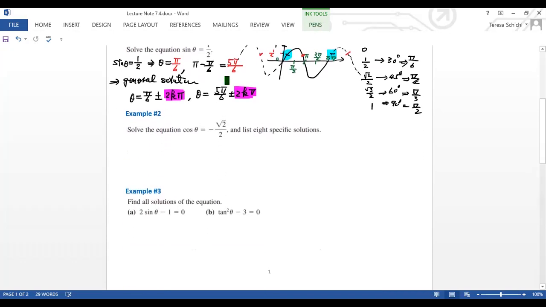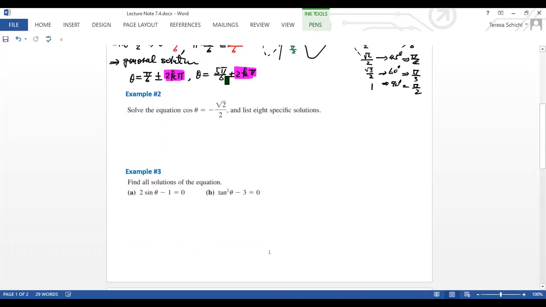Now let's take a look at the second problem here. Okay, let's say solve the equation of the cosine, right? The cosine theta equal to negative square root of 2 over 2. Then list the general solution in one period, okay? So here cosine theta is equal to the negative square root of 2 over 2.